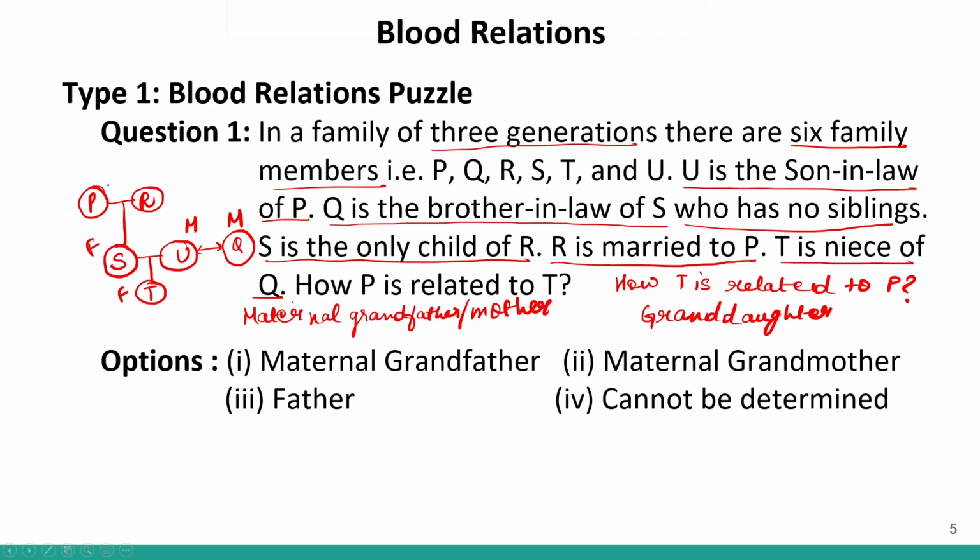So, 3 points, we do not assume the gender. We use different symbols and annotations, and we draw a family tree. So we have followed all three points. So it could be maternal grandfather or grandmother. So the answer is not clear to us. So the answer will be option number 4, cannot be determined. Okay. Option number 4, cannot be determined, will be the correct answer to this question. Okay.